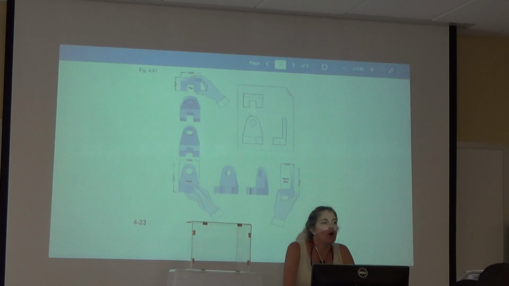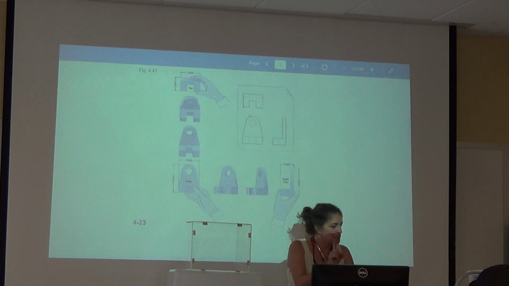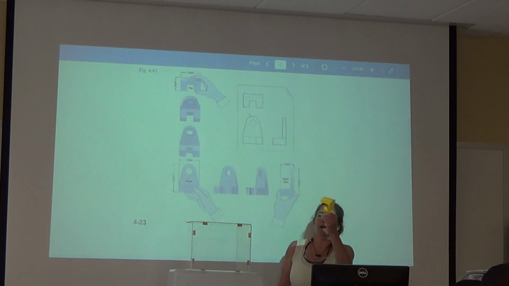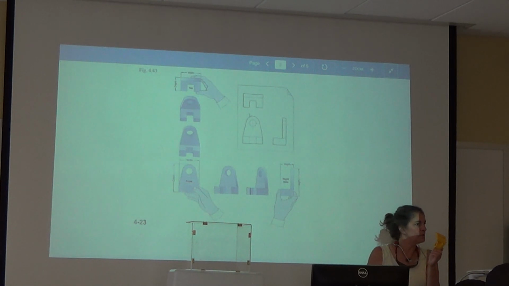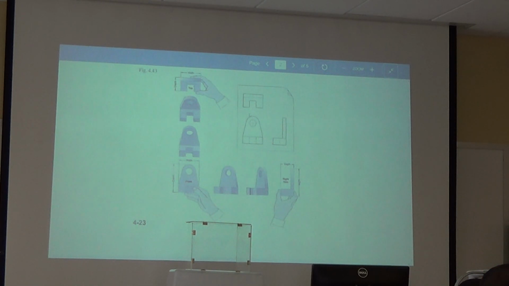So typically on an engineering drawing for each part, this is considered one part. Why is it one part? It's all cut from one piece of material. If I had this part and this part together and they were connected, then we would have two parts plus the connection, which would be a third part. Okay? We're looking at one part, it's cut from one piece of material.